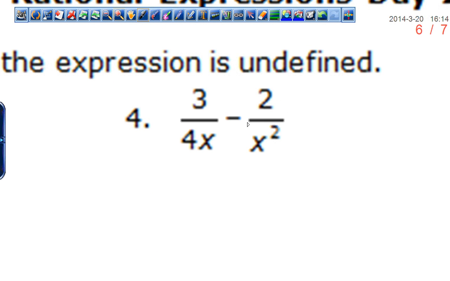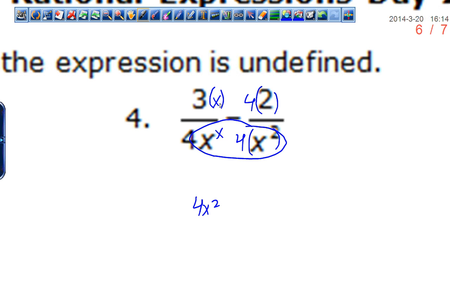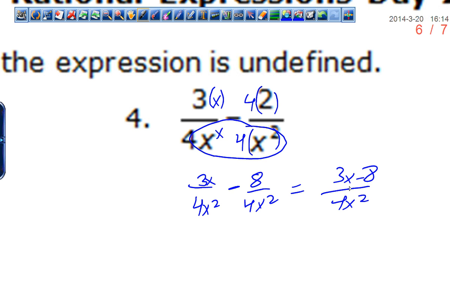Number 4, our common denominator is going to be kind of a combo of both of these, 4x squared. This one needed the x, this one needed the 4. So I got 3x over 4x squared minus 8 over 4x squared. So my answer is just 3x minus 8 over 4x squared, because 3x minus 8 is still just 3x minus 8.